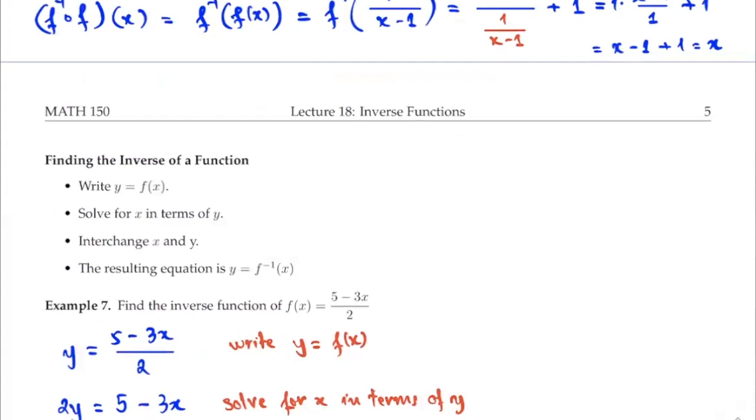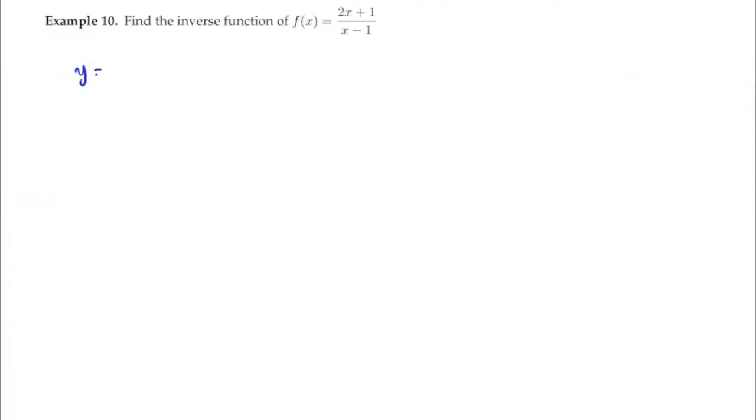So the first step is to rewrite the function as y equal to f of x. And then the second step is to solve for x in terms of y. And the third step is to interchange x and y. So x equal to y and y equal to x. And then the resulting equation is the inverse function that you're looking for. Okay, so in this case, you get y equal to 2x plus 1 over x minus 1.